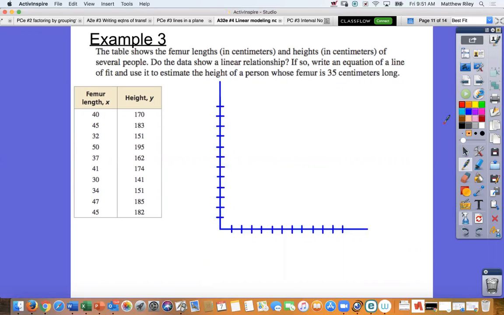So this is showing femur lengths in centimeters, which are your x's, and your height in centimeters, that's the y. Remember, this is your y-axis and your x-axis. So your x is going to be the femur length, and make sure you label them. And this has to be your height. Now notice that this is a blank graph. There's nothing out here at all.